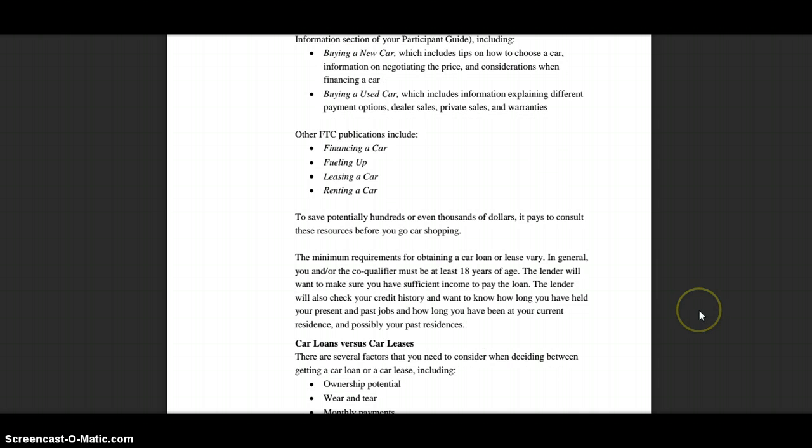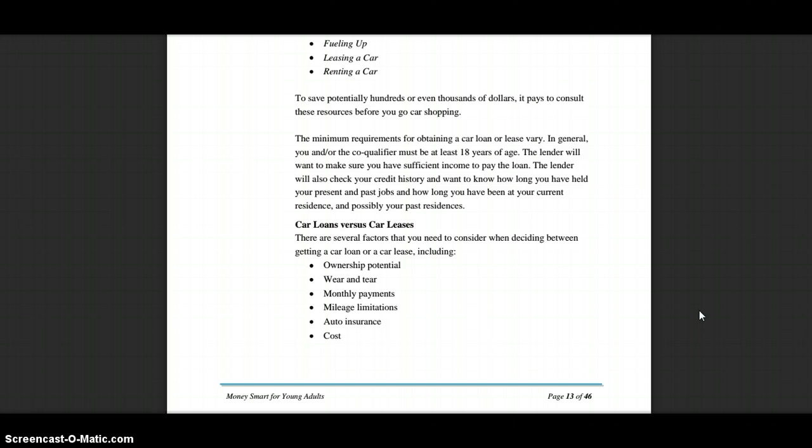Car loans versus car leases. There are several factors that you need to consider when deciding between getting a car loan or car lease, including ownership potential, wear and tear, monthly payments, mileage limitations, auto insurance, and cost.